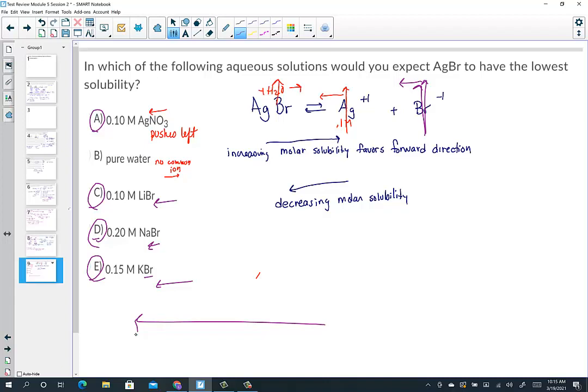Which one of them is going to have the greatest effect? Well, it's as easy as saying, if they're all pushing left, the one that's going to put in the most common ion will decrease the solubility the most. And that's our answer. It's that easy. The highest molarity of the common ion pushes the reaction to the left furthest and would decrease the solubility of AgBr the most.